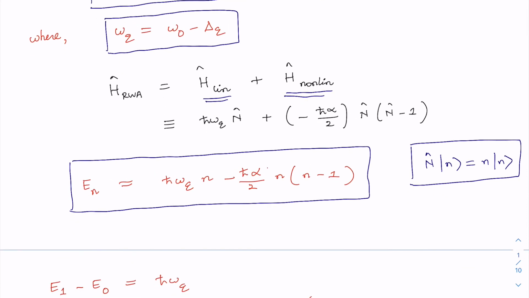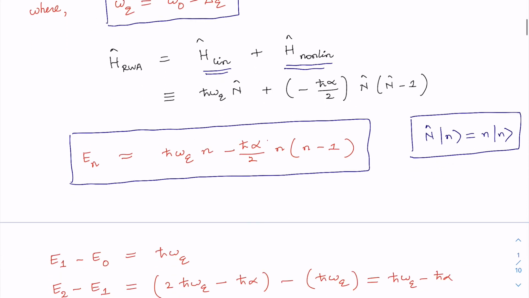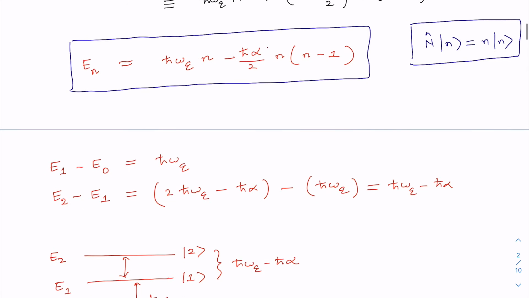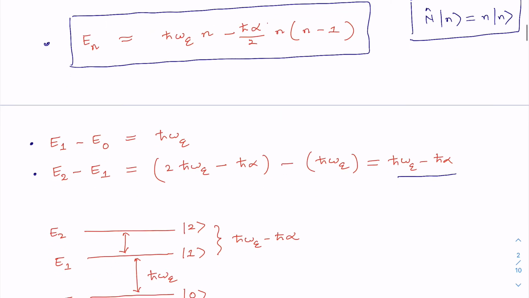Using this, we showed that the energy levels of the harmonic oscillator are no longer equally spaced, because it is no longer a linear harmonic oscillator, rather it is a nonlinear harmonic oscillator. As you can see from this expression, the difference between the first excited state and the ground state is h cross omega q. On the other hand, the second excited state and the first excited state have an energy difference that is not equally spaced. It is h cross omega q minus h cross alpha.